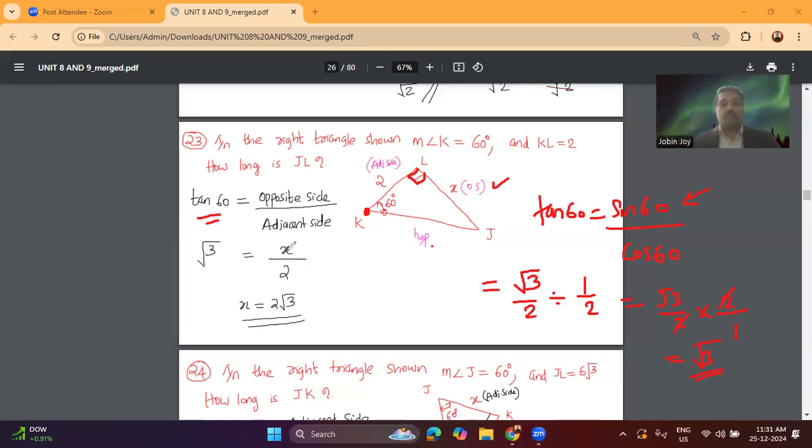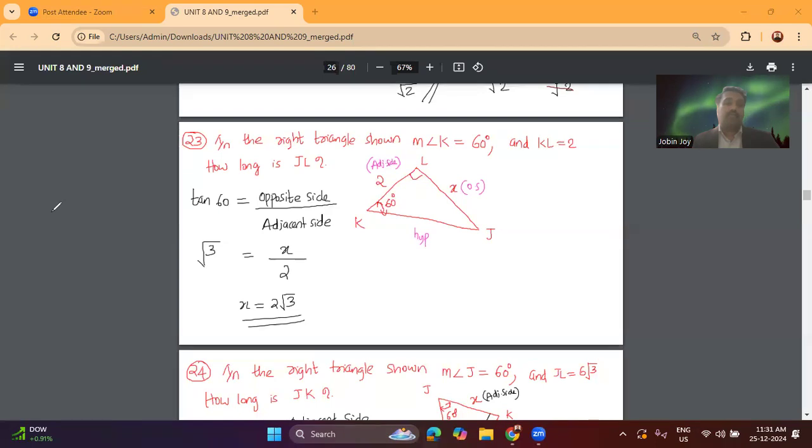Then I will cross multiply it. So x is equal to 2 root 3. So the answer is x is equal to 2 root 3. That is the answer. Then question number 24.